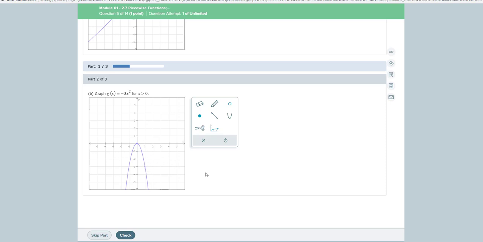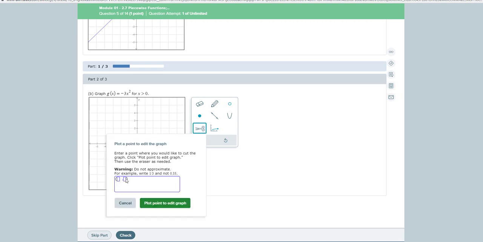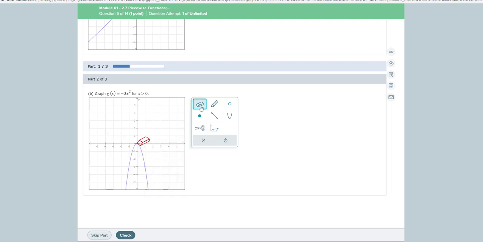So there's my parabola. So now it wants me to do my erasing, but I have to figure out where I'm going to cut it. And it wants me to cut when x is greater than 0. So here's again where x is 0. Greater than 0 is everything to the right. So I'm going to cut off this left piece. Well, let's see where that cut is going to happen. If I plug 0 in here, that's 0 squared is 0 times negative 3 is 0. So I'm going to cut at 0, 0. Plot that point. Then I'm going to use the eraser, and I'm going to erase everything on the left. So I have that piece of the function. Let's check it.